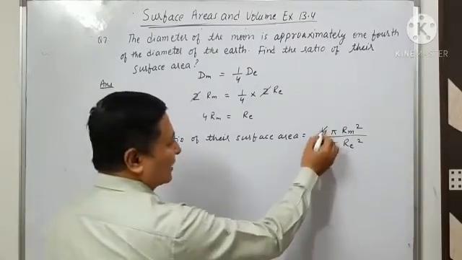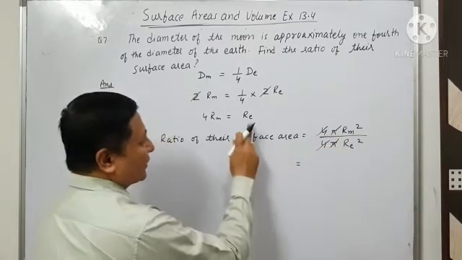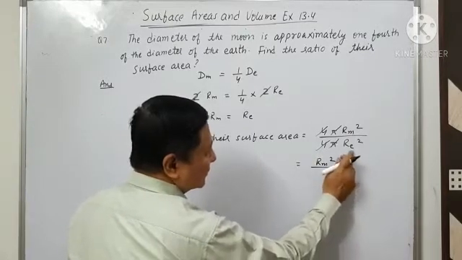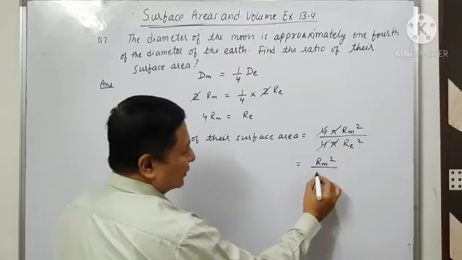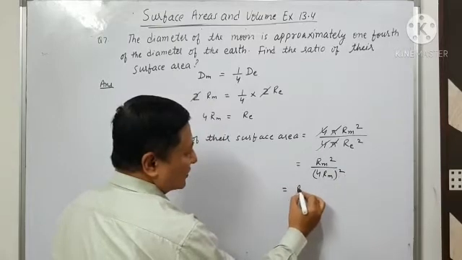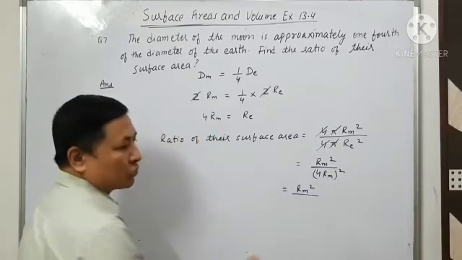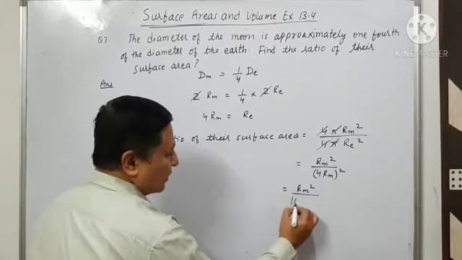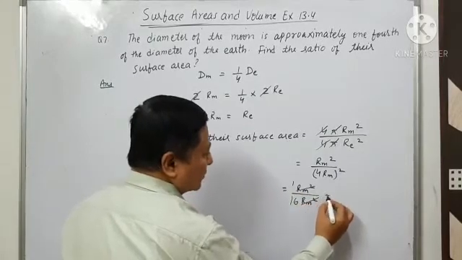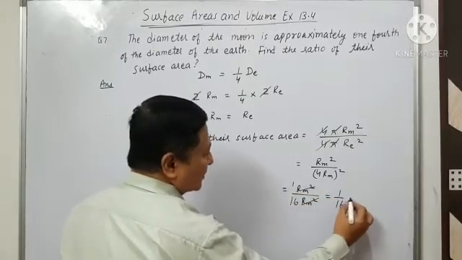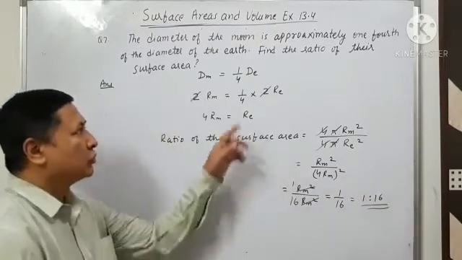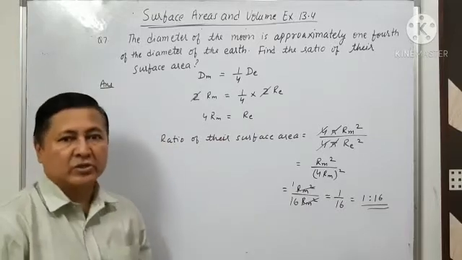So this 4 will cancel, pi will also cancel, and the radius of earth is 4 times the radius of moon, so we will write 4 rm square. Now when we solve this, it becomes rm square upon 4 square is 16, so it is 16 rm square. This will cancel, so we will get 1 here. So it is 1 upon 16. So the ratio is 1:16. So the ratio of surface area of moon to that of the surface area of the earth is 1:16.